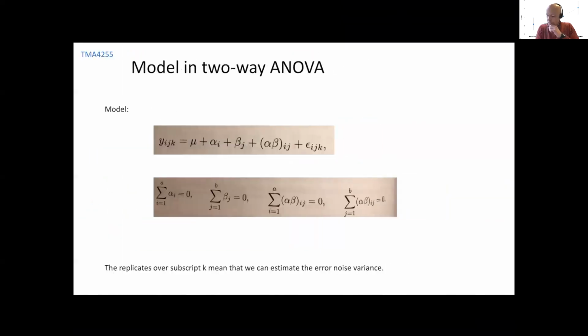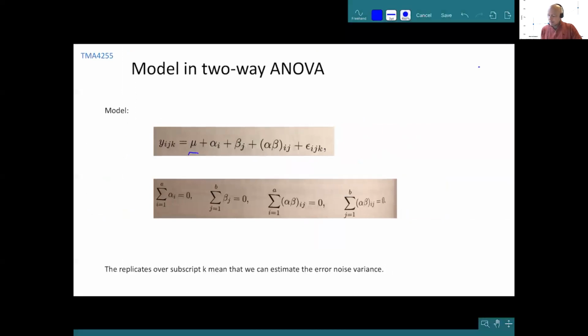So the model here would be a grand mean and then a main effect for factor 1, a main effect for factor 2, and then interactions between these factors. And then a noise term that we again assume to be independent and normal distributed. And why do we assume this normal distributed? That goes into the Fisher distributions. So if we didn't assume this, we would never get to the Fisher distribution to see if things are actually significant or not.